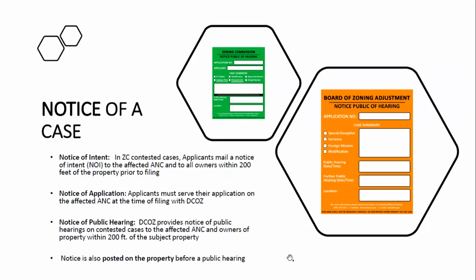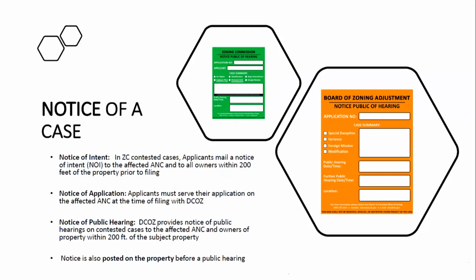And for notice of the application, for both zoning commission and BZA cases, applicants must serve a copy of their application and all required documents, plans, etc., on the affected ANC at the time of filing with the Office of Zoning. And then the notice of public hearing, this is when the Office of Zoning provides notice of public hearings on contested cases to the affected ANC and property owners within 200 feet of the subject property. Again, the regulations specify when notice of a hearing must be sent out. For most contested cases for both BZA and the Zoning Commission, public notice must be given at least 40 days in advance of the hearing.